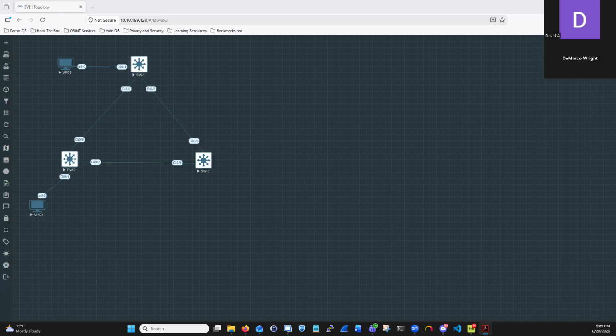Rapid spanning tree and spanning tree place each port either in a forwarding state, like you guys learned before, or in a blocking state. But rapid spanning tree doesn't call it a blocking state. They call it a discarding state.